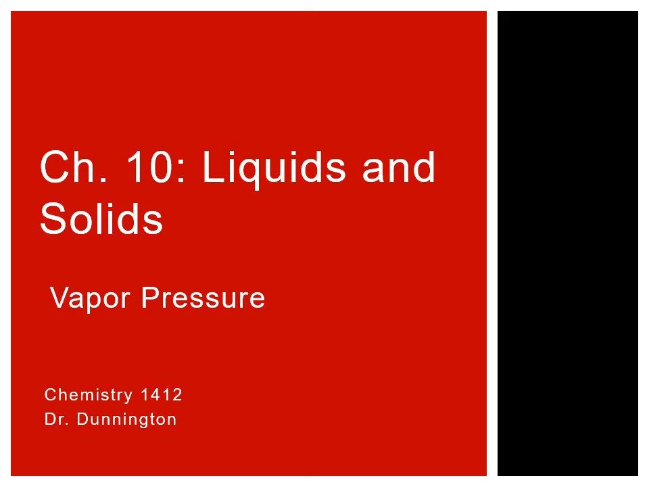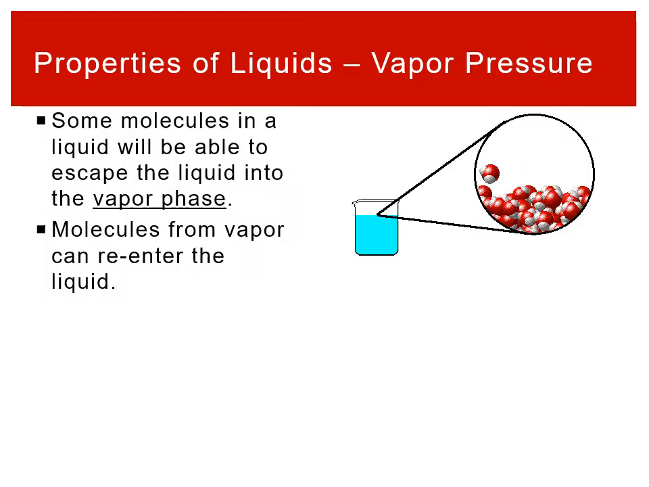Continuing with liquid properties, we want to talk about vapor pressure. Before we get to vapor pressure, we need to define what a vapor is. So if we remember, liquids are defined by all the molecules are touching each other, but they are freely moving, right? They're all moving around, flowing on top of each other.